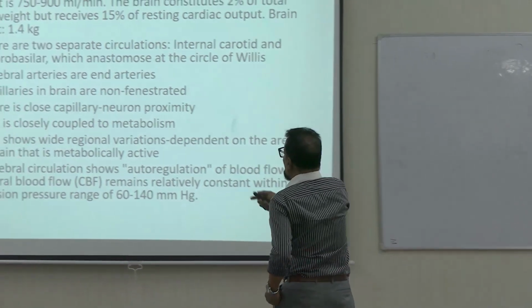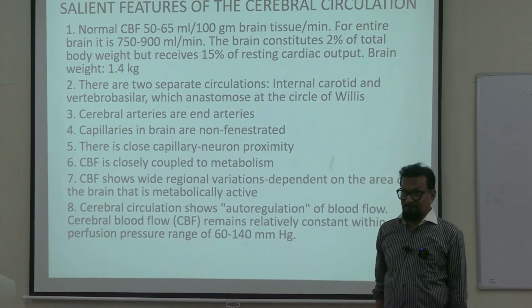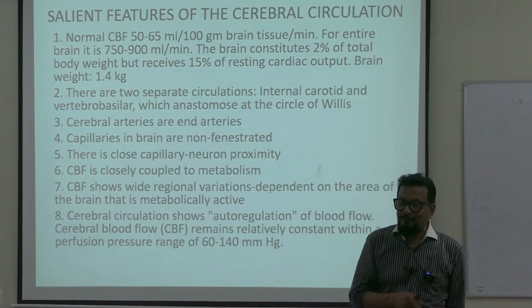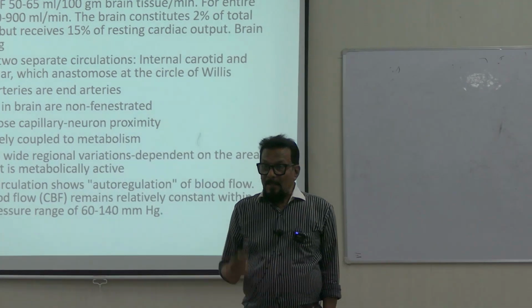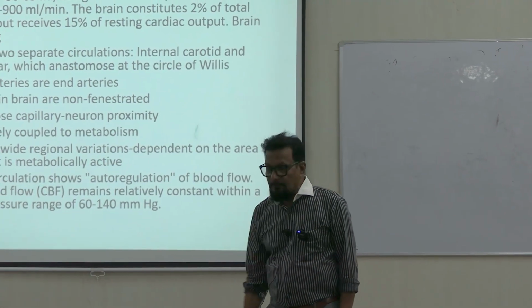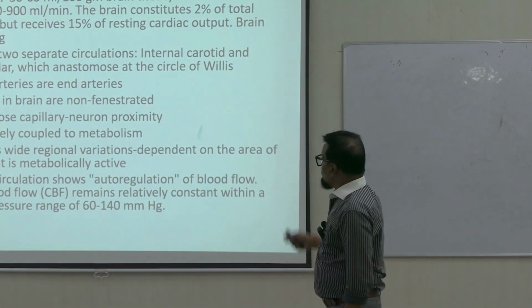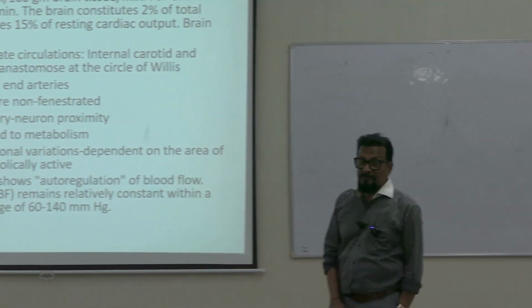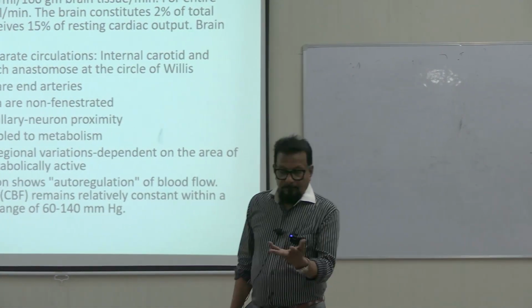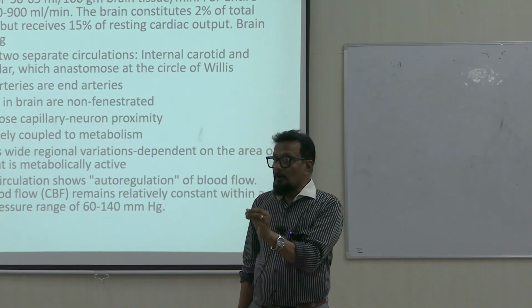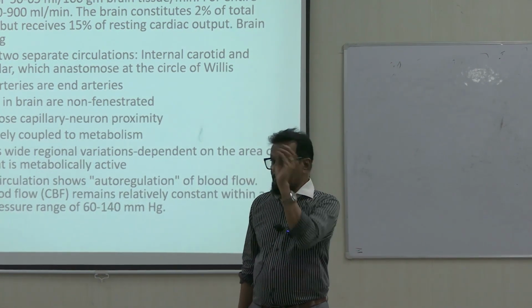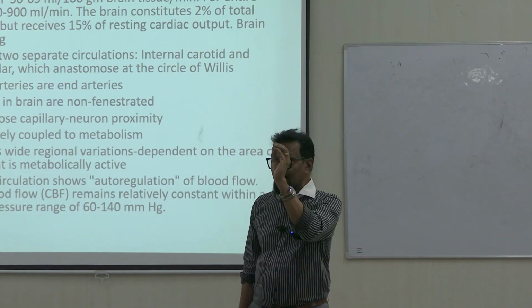Okay? Cerebral circulation shows autoregulation. You will find autoregulation also in coronary circulation. Okay? And in skin, in muscles there is autoregulation. So here also we will find autoregulation. Means, what does it mean? The pressure, blood pressure, mean arterial blood pressure.